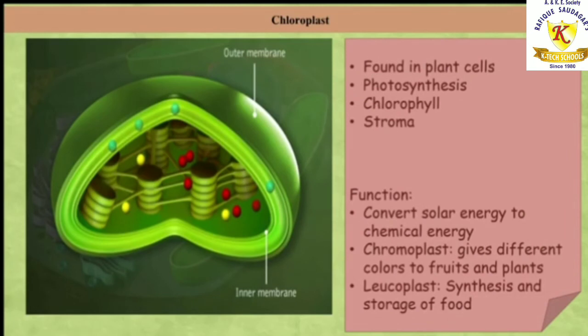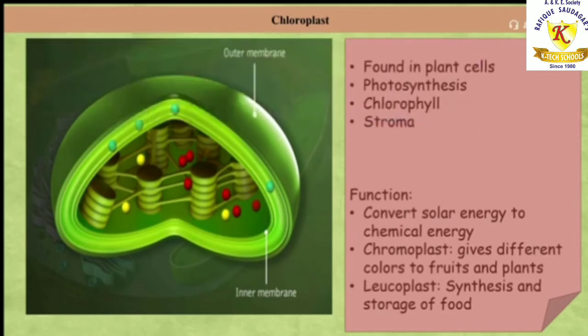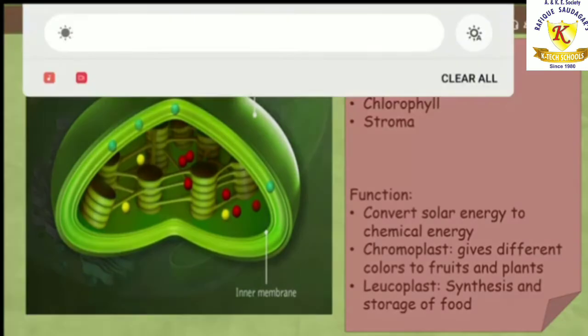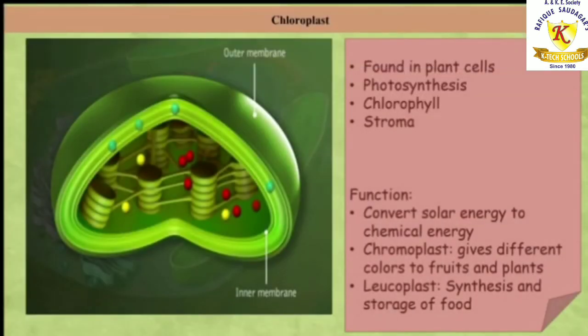Now, children, chloroplasts are important for the photosynthesis process that takes place in the leaves. Chlorophyll in chloroplast traps the solar energy and converts it to chemical energy. Stroma in chloroplast contains enzymes, DNA, ribosomes and carbohydrates that are necessary for photosynthesis.